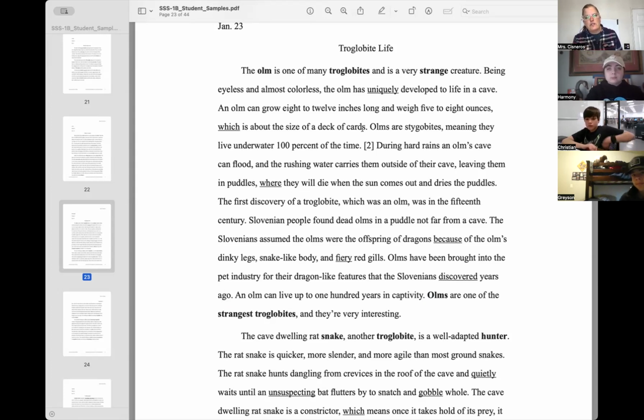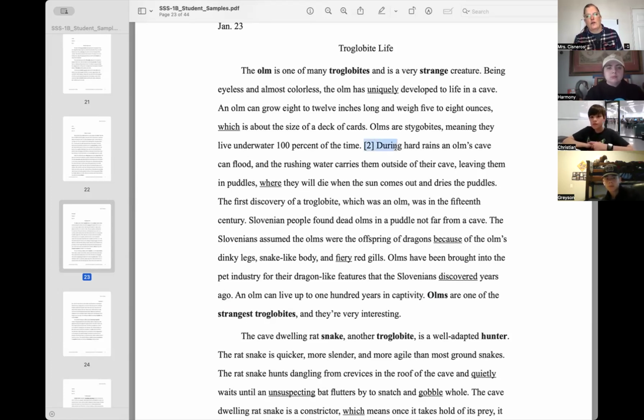So I want to read this to you and point out how she did this sentence opener right here. It basically says the olm is one of many troglodytes and is a very strange creature. Being eyeless and almost colorless, the olm has uniquely, there's her ly, developed to life in a cave. An olm can grow 8 to 12 inches long and weigh 5 to 8 ounces, which is about the size of a deck of cards. Olms are stygobites, which means they live underwater 100% of the time.